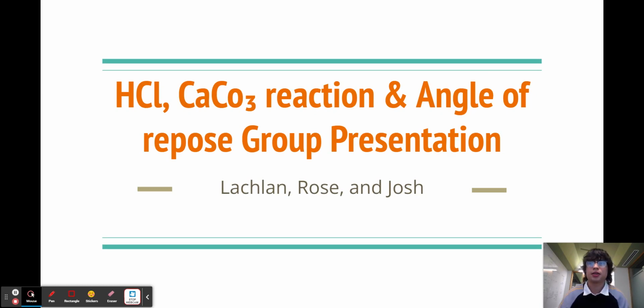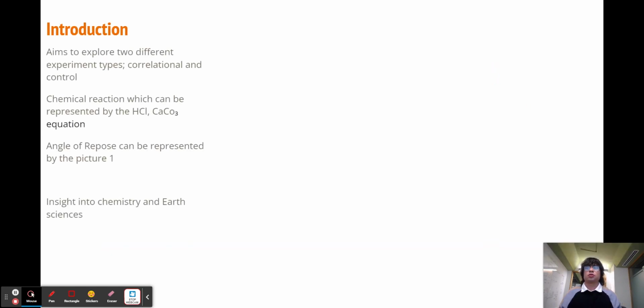Today, we will be talking about this report, which aims to explore two different experiment types, one correlational and one control, being from two different science fields, chemistry and earth sciences. The reaction between hydrochloric acid and calcium carbonate can be represented by this equation.